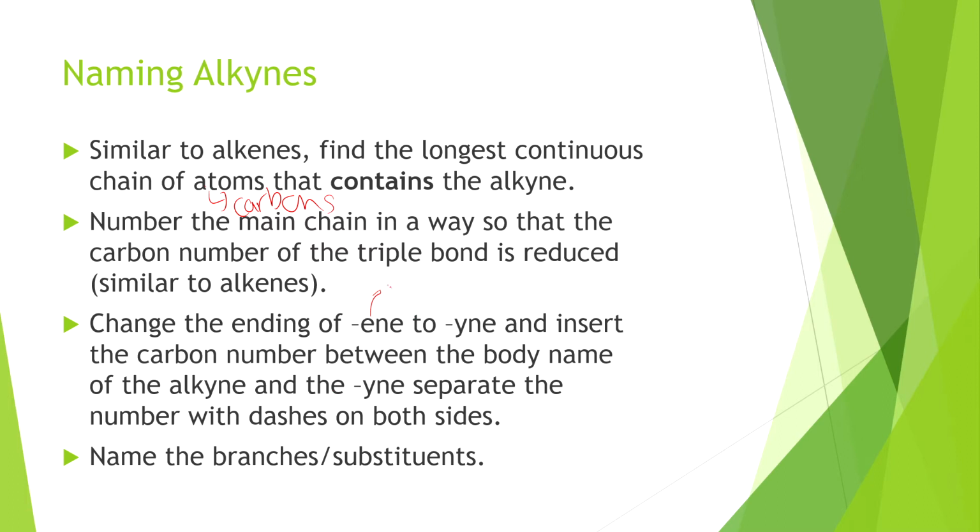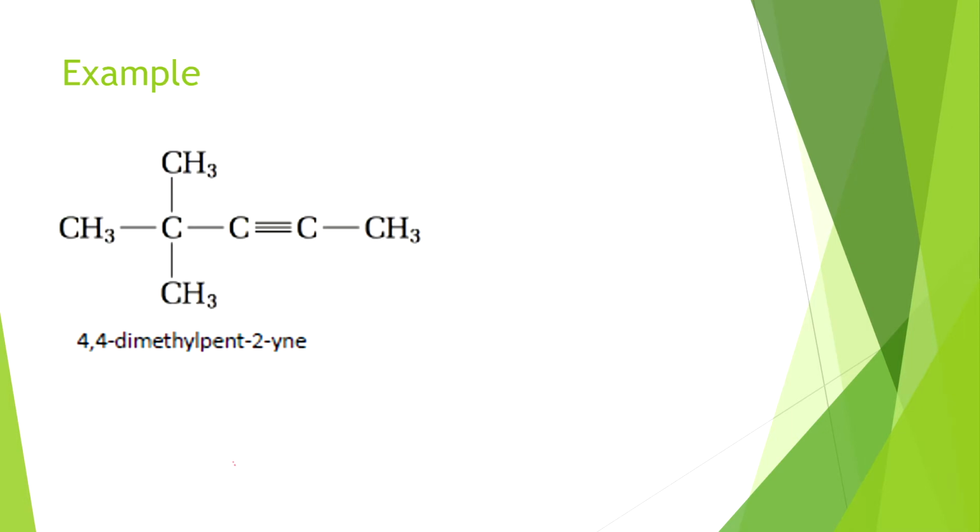This is basically the same as naming alkenes. It's just that the ending will be alkyne. It's really simple. So let's go over a quick example. In this case, we have 4,4-dimethylpent-2-yne. But let's think about how we reach this conclusion.